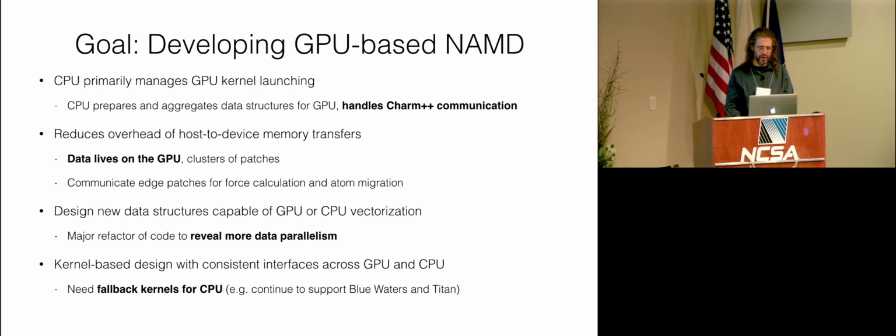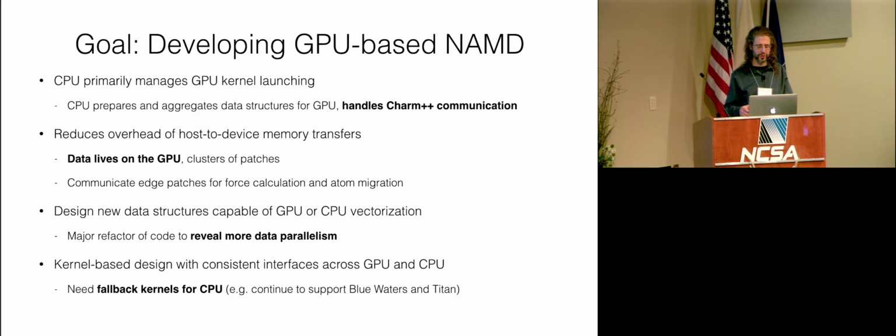A GPU-based NAMD would basically be using the CPU primarily to manage the GPU kernel launching and for communication. So the CPU prepares and aggregates the data structures for the GPU, and Charm++ would handle the communication off node. And then having a GPU-based NAMD would reduce the overhead of the host-to-device memory transfers that I showed you, so that the data would live on the GPU.